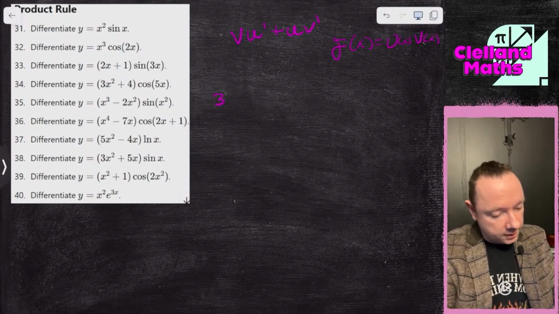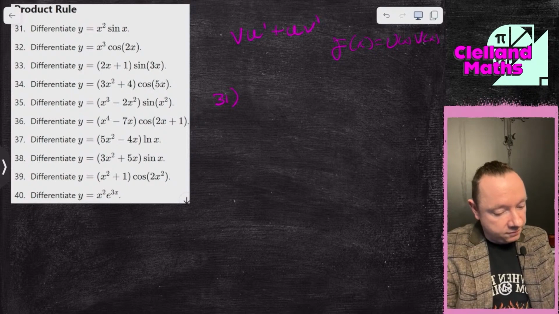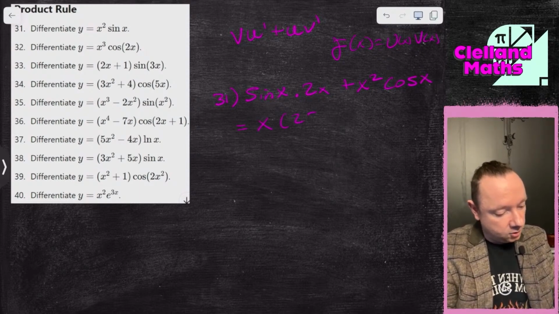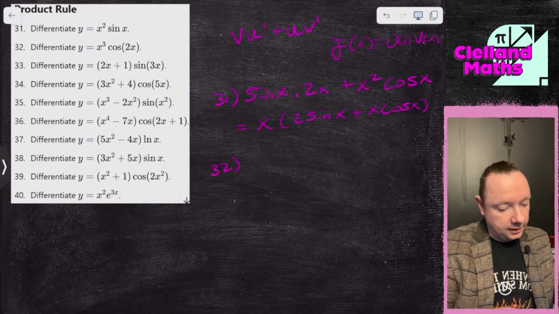So looking at 31, my v is sine x, but my u dash is 2x, because I've differentiated it. Plus my u is x squared, and my v dash is cos x. So that's it there. Tidy that up slightly. I'll probably take x out as a common factor to get x(2 sine x plus x cos x). That looks reasonable.